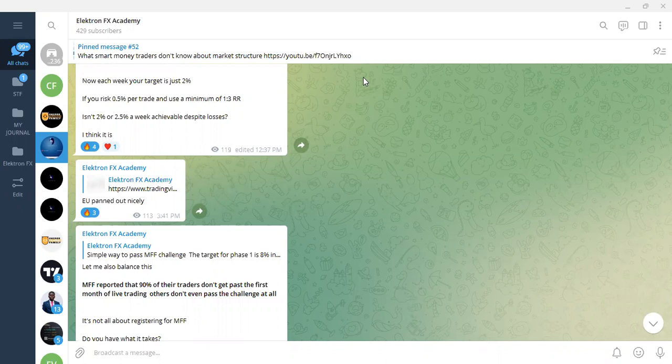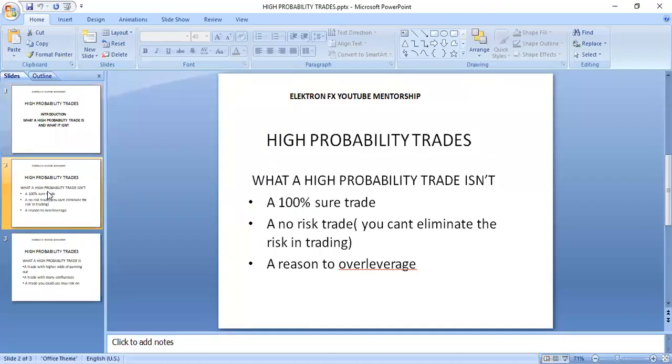All right. So now let's get back to what I was saying. Now, what a high probability trade isn't. It isn't a 100% short trade. I want to bring this up before we start going into charts and all of that, right? It is not a 100% setup.